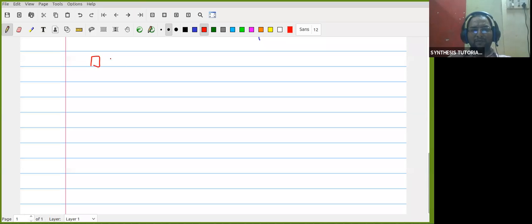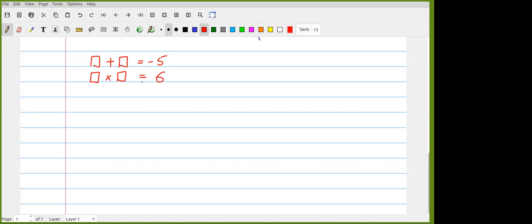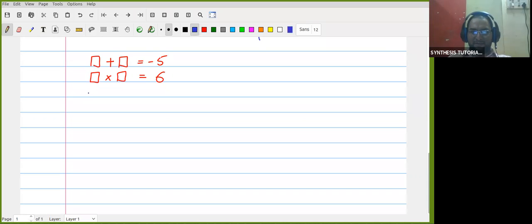I want you to give me two numbers. When I add them, I must get minus 5. And when I multiply them, I must get 6. -2 and -3. Very good. So the numbers are -2 and -3, right? If I add -2 and -3, I'll get -5. When I multiply -2 and -3, I'll get 6. Clear? Okay.